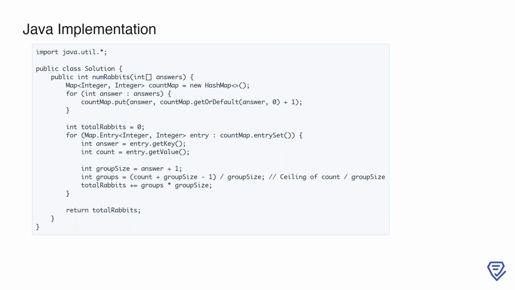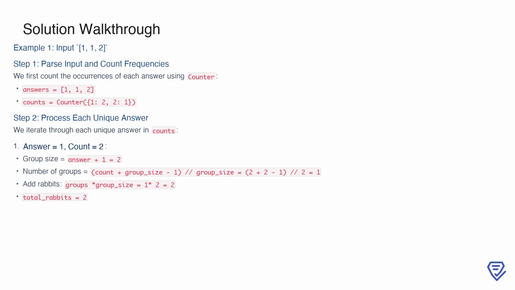This is the Java implementation of the Rabbits in Forest problem, mirroring the logic of the provided Python solution. Key differences include using Java's HashMap for counting occurrences and explicit type declarations. The logic for grouping rabbits based on their answers and calculating the minimum number of rabbits remains the same, with adjustments for Java's syntax. To solve this problem, we start by analyzing the input array [1, 1, 2].